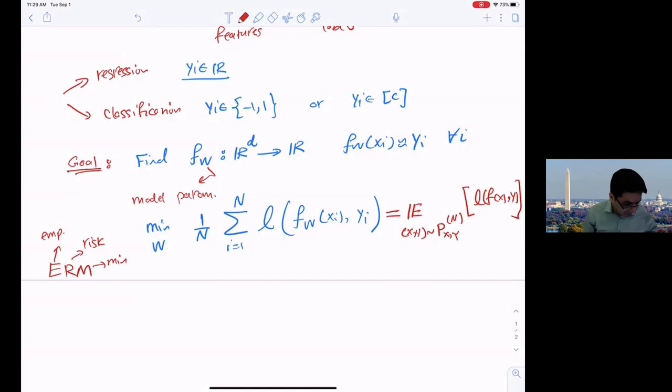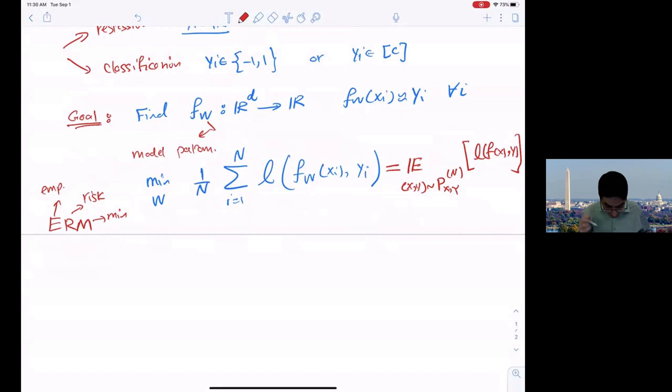All right, so next I'm going to dissect this optimization. I'm going to first talk about the loss function, then the models f_W, and finally this whole optimization and how we solve this optimization problem. But before going forward, are there some questions? Okay, so let me see.